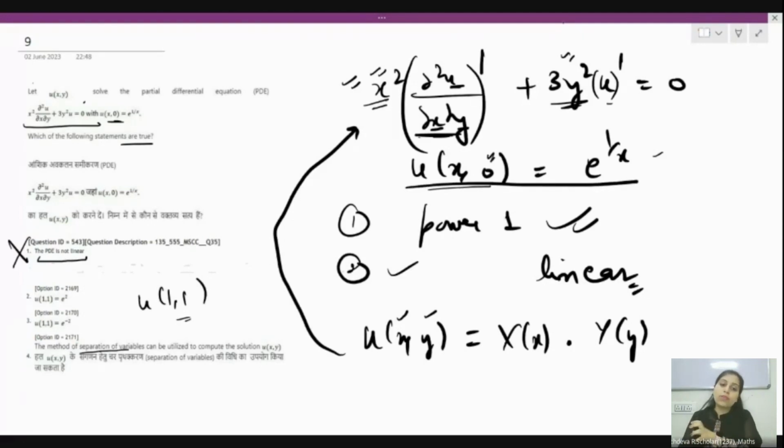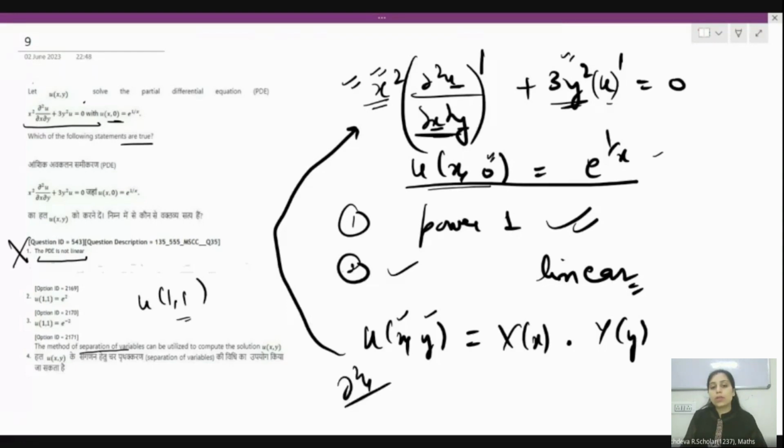If the solution is found, then the option number fourth is automatically correct because we are using this method. If we have computed the solution, yes, then the option number fourth will be correct. If we didn't find the solution, then the option number fourth will be incorrect. So let's find this first.